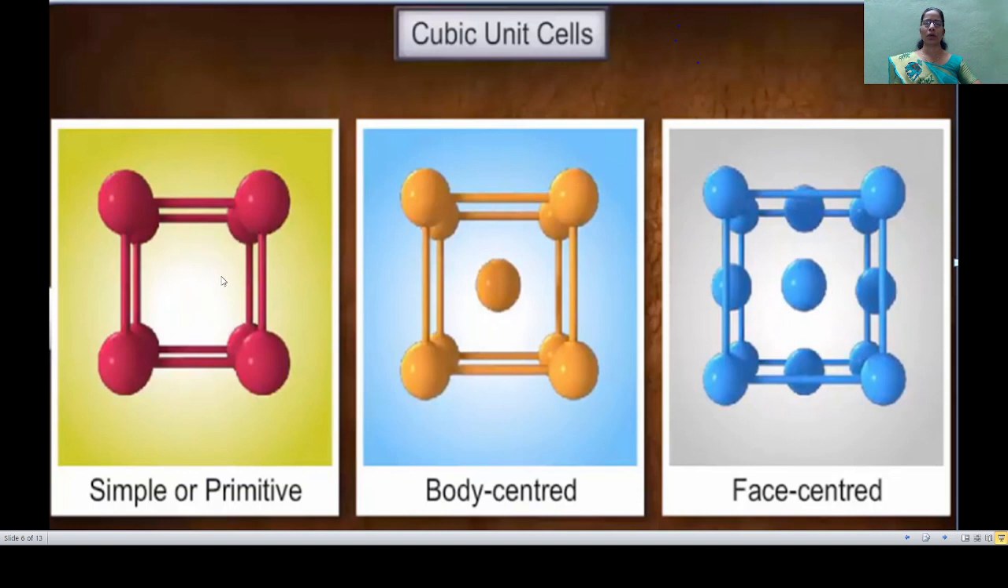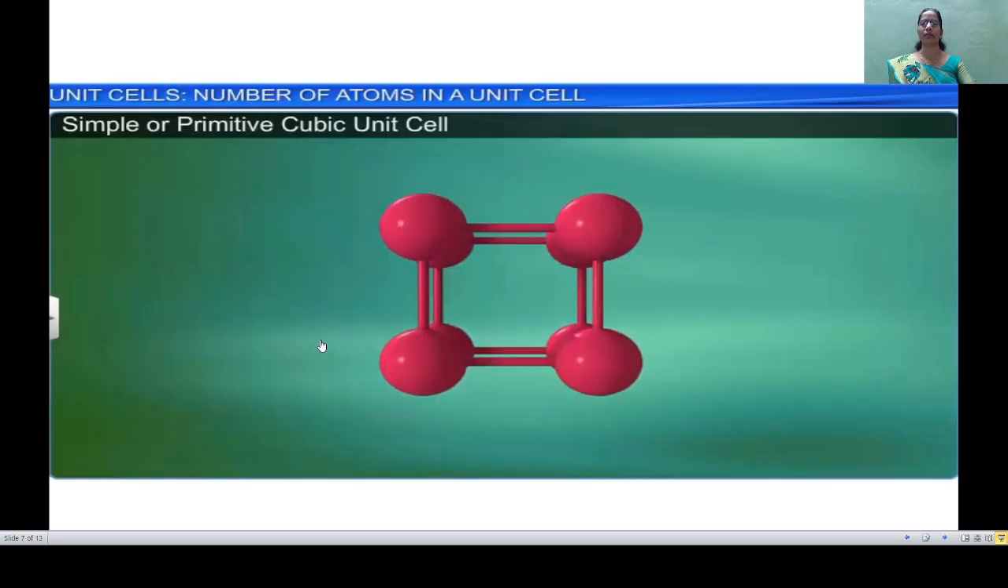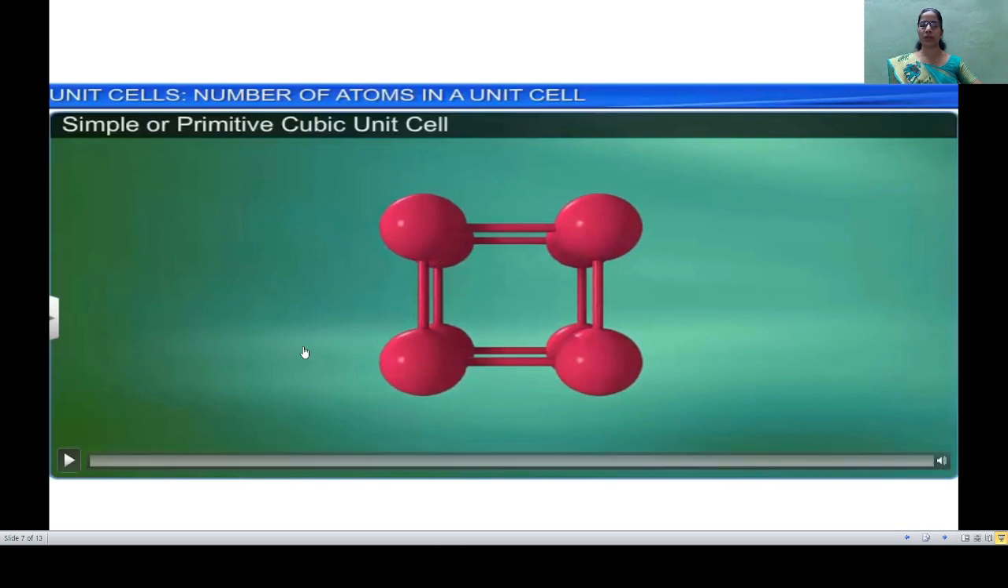Now, though the number of particles here you observe as 8 in simple or primitive cubic unit cell, 9 in body centered cubic unit cell, and 14 in face centered cubic unit cell, actual number of particles are not like this. Here we will count the number of particles which are giving their contribution to that single unit cell with the help of this video clip.